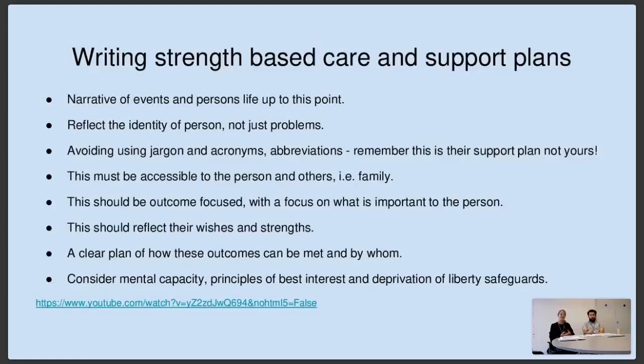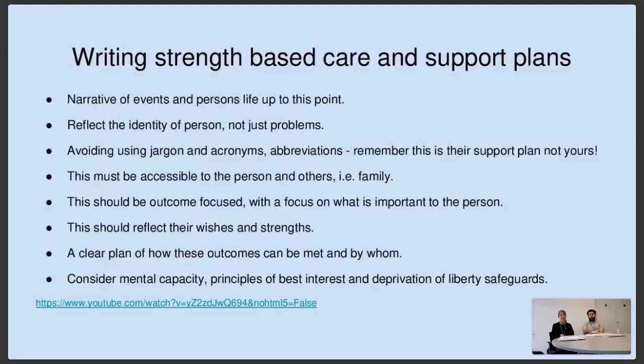One of the key things you need to remember is that this is a person's support plan, it's not yours. Okay, so the person who you've written it for needs to be able to understand it. If they don't understand it, then there's no point in it being there. So they need to be able to read it. It also must be accessible to others. If they want that support plan shared with their neighbour, a family member, a friend, they all need to be able to understand the information in the support plan, particularly if they're responsible for meeting some of the outcomes that the person wants to be achieved.